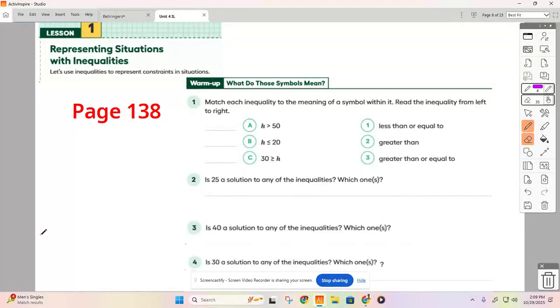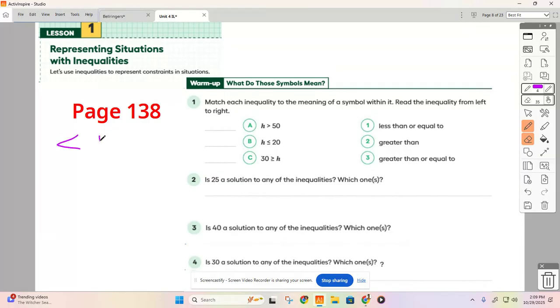On page 138, this is lesson 1 of unit 4. We did skip lesson 3. This first problem, so remember last class we talked about our inequality symbols. And the reason y'all did not pass up that other page was because you may want to refer back to it. But the main things that we learned was about the symbols.